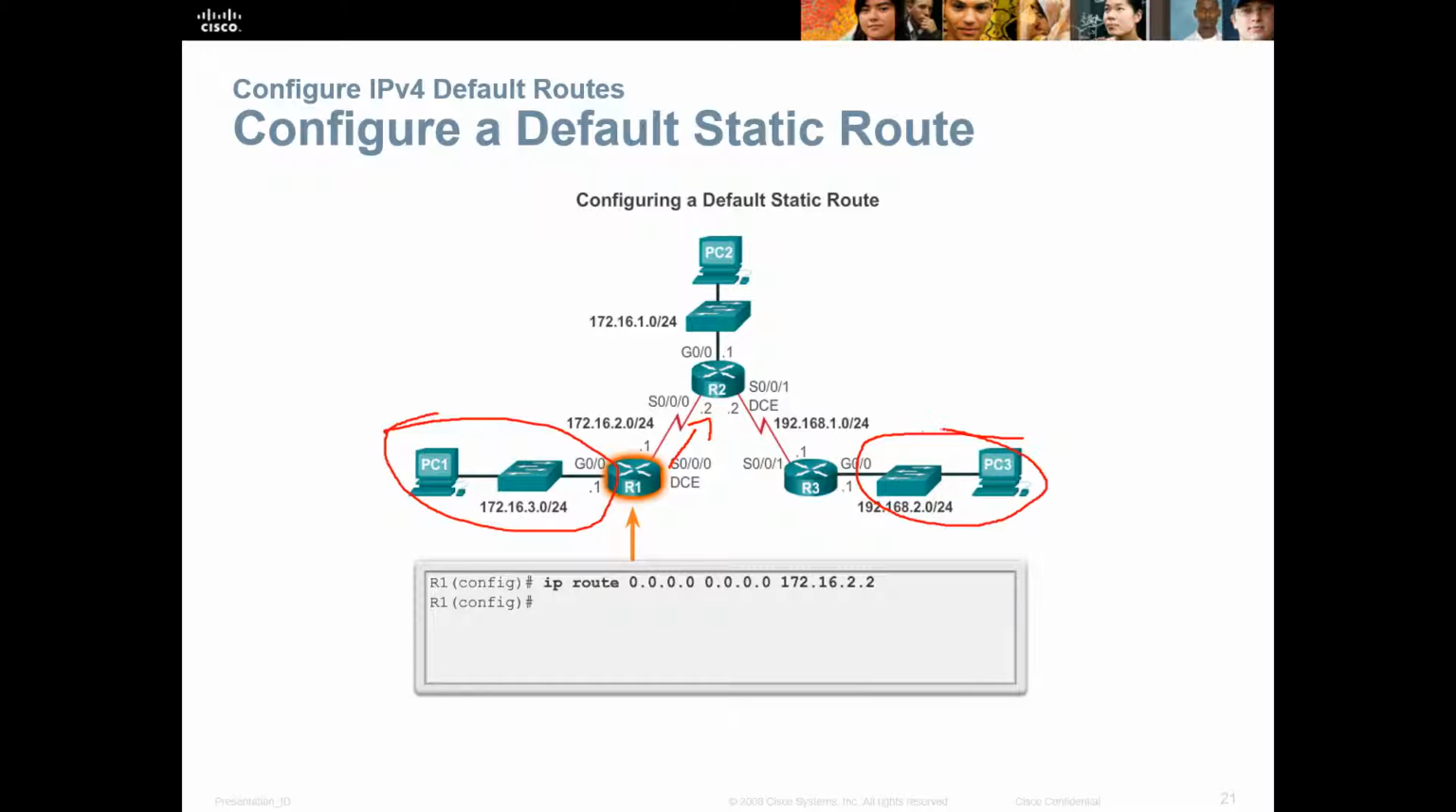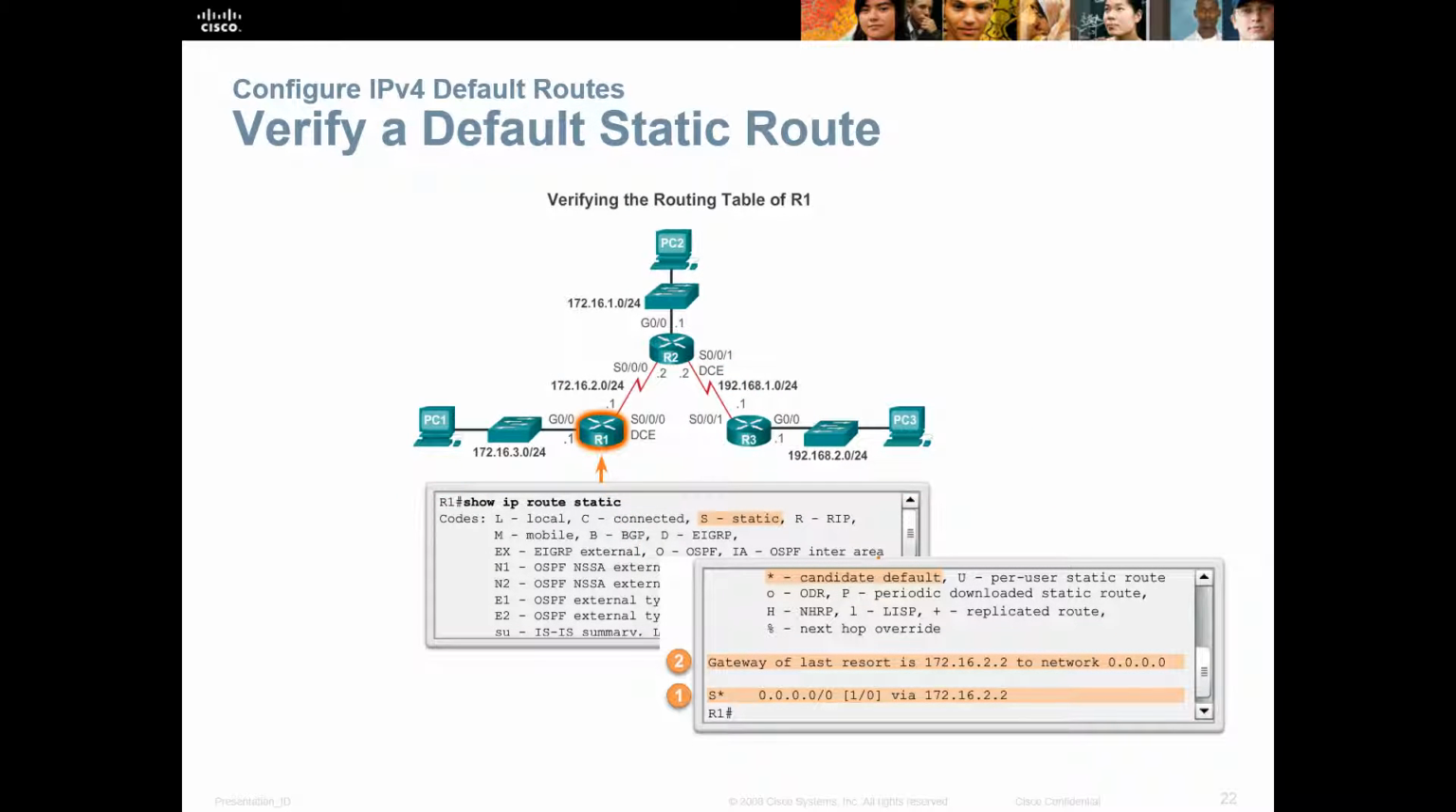Same thing here. We could do the same thing sending it that way. However, R2 doesn't have that option. You're going to have to be specific on the routes it's going to send. Alright, so how do we verify? That's always a good one. So verifying a default static route, that will be show ip route. It will have an S for static.